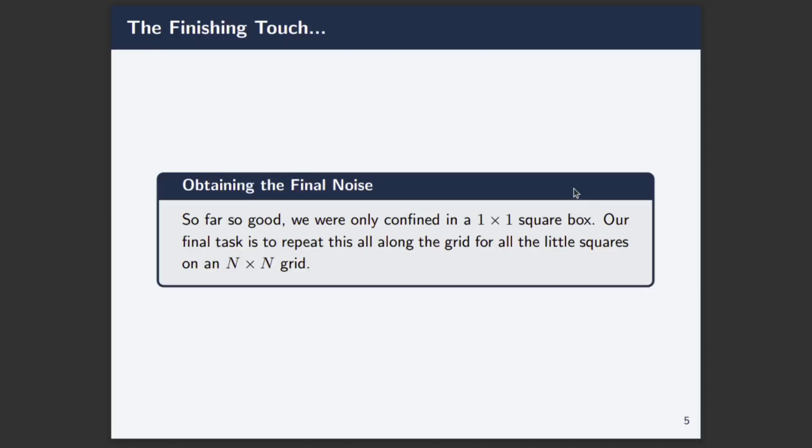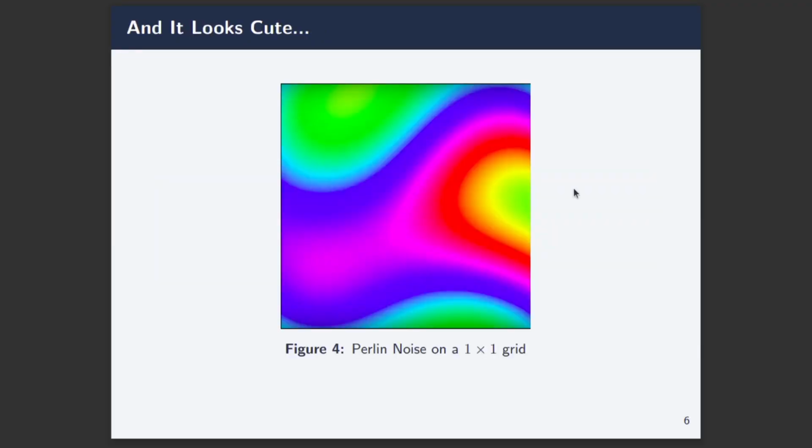And so far so good. We have so far been confined to only a 1 times 1 square box. Now, to get a larger noise, we will need to repeat this process along a longer grid, like an n times n grid. Now let's see some visual examples. This is the Perlin noise we obtain when we do the process described earlier on a 1 by 1 grid.